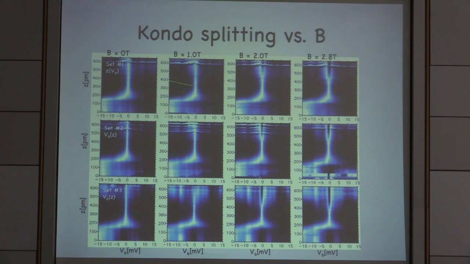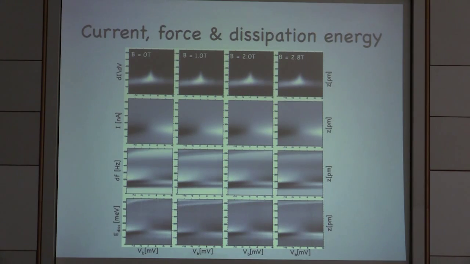This is the normalized conductance for 3 different sets which we measured at different magnetic fields. You see that at 0 magnetic field there is a strong Kondo peak, and when we apply a magnetic field of about 2 Tesla we are able to split this peak at a certain distance. And as I told you, the distance where we split the Kondo regime, where we go from the strong to the weak coupling regime, is the same.